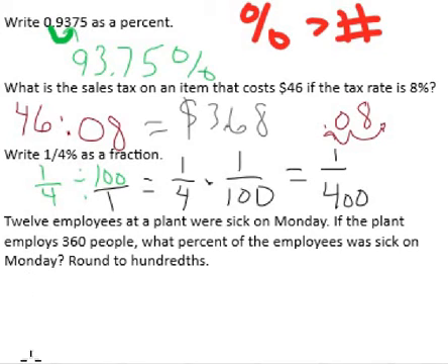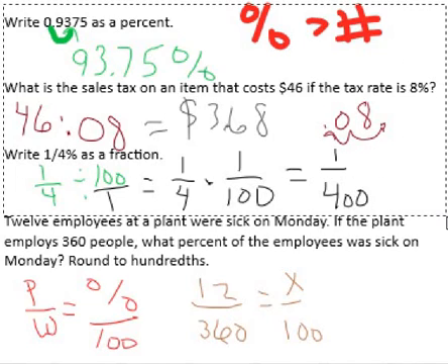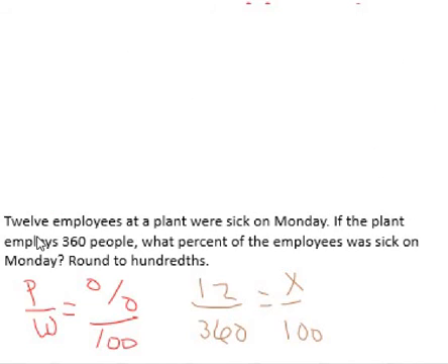So I would address this as a part over whole question, being equal to percent over 100. And the whole in this case is 360 because there's 360 employees and 12 of them are sick. And that's going to equal percent over 100. And I'm going to call that x over 100 because that's what we're trying to find. And then I'm going to delete the stuff here at the top to give myself a little bit of room.